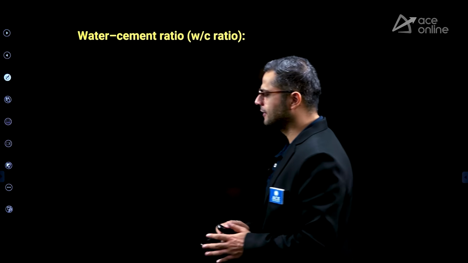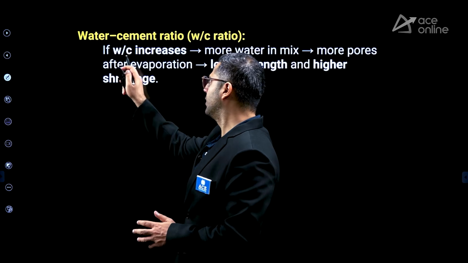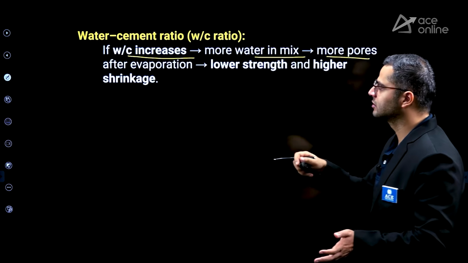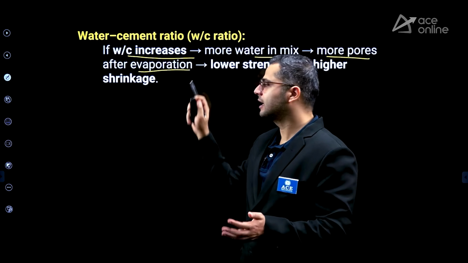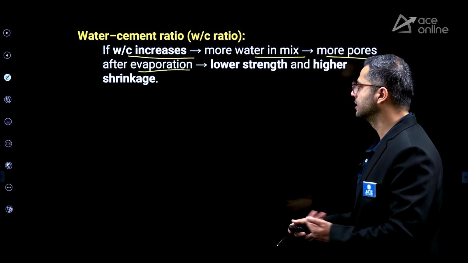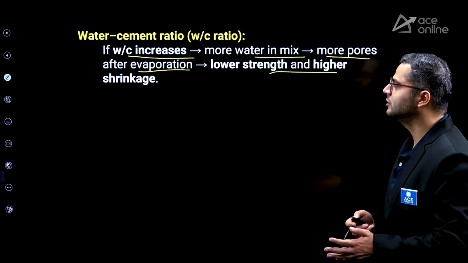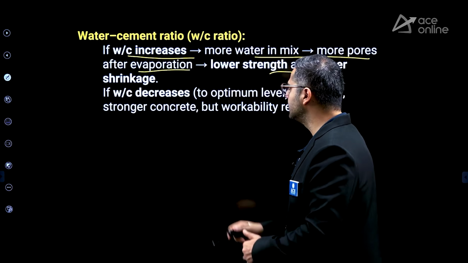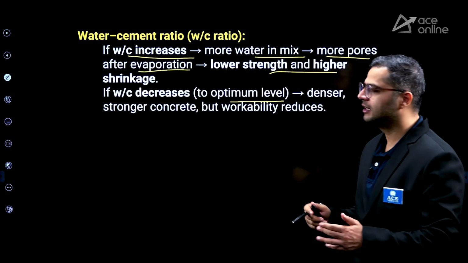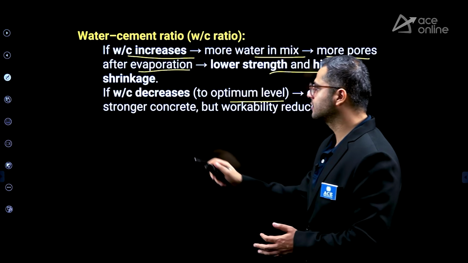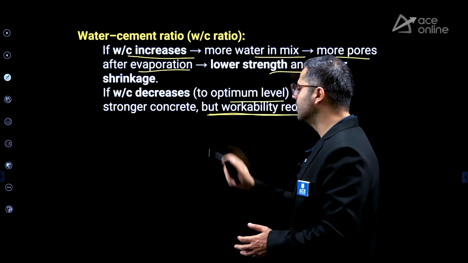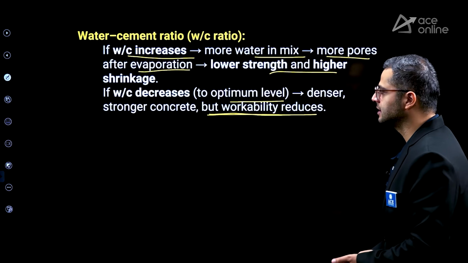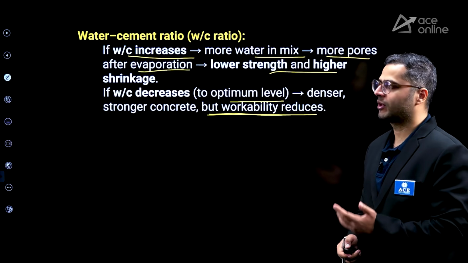So corresponding to all of these points which I have told you, if water cement ratio increases, more water in the mix will be there and more pores will be present after the evaporation of water from that, and low strength and higher shrinkage will be observed. If water cement ratio decreases below the optimum level, denser, stronger concrete will be there, but workability would be very hard. So we have to manage between the workability and the strength which is desired out of the water cement ratio, right?